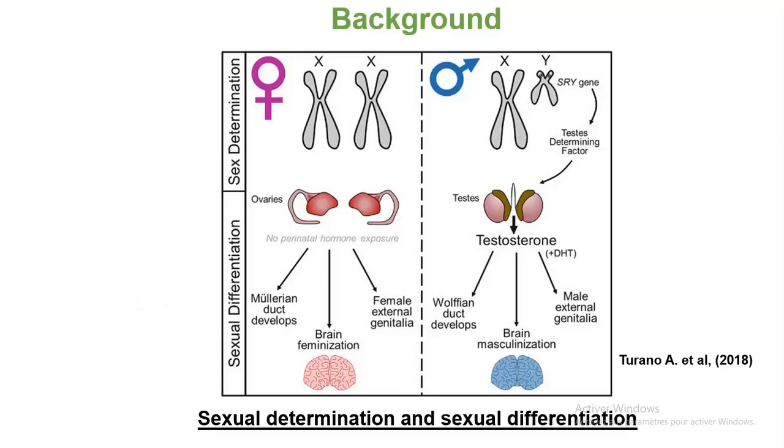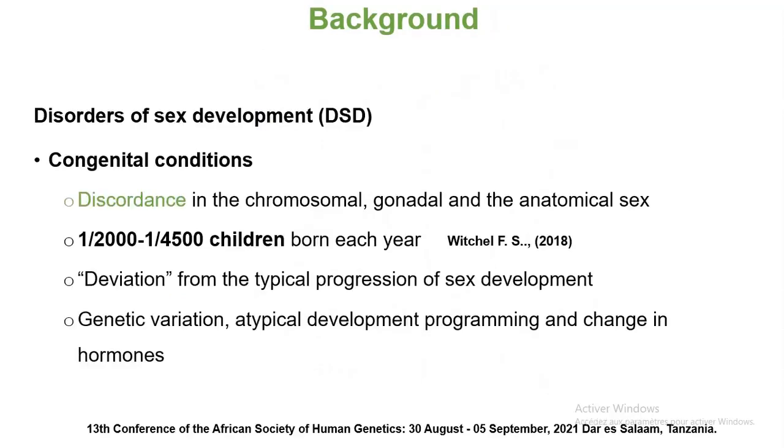Any problem happening in the normal sexual development can lead to disorders of sex development, DSD. These are congenital conditions defined as discordance in the chromosomal, gonadal, and anatomical sex. They affect 1 in 2,000 to 1 in 4,500 children born each year. They are the result of a deviation from the typical progression of sex development, including genetic variation, atypical development programming, and change in hormones.